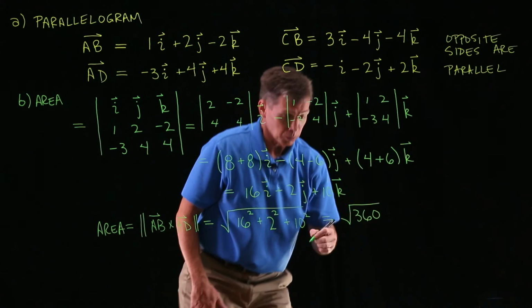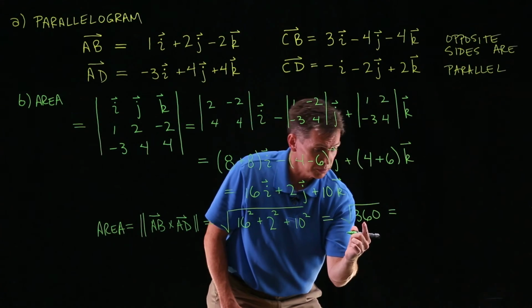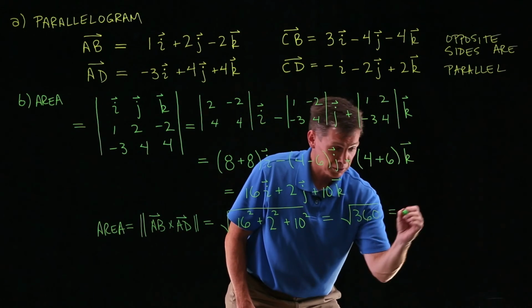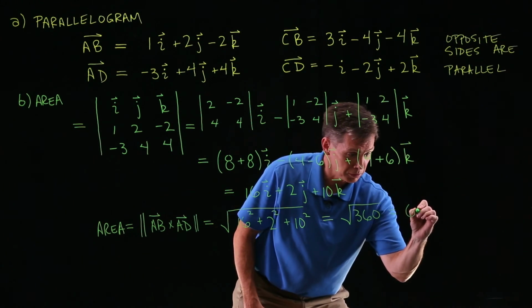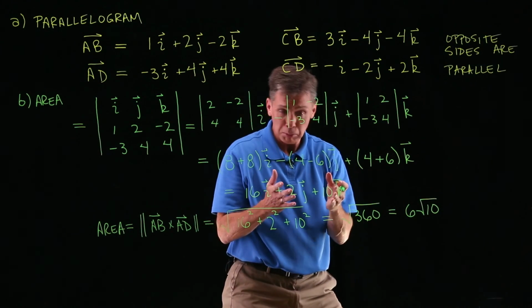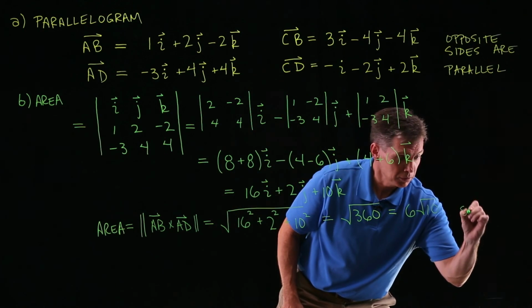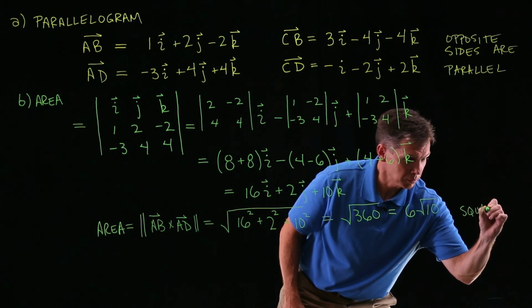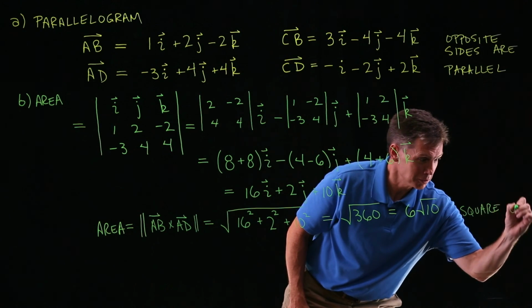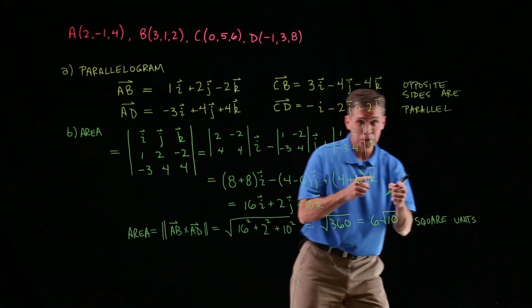And that's not a perfect square, but I might simplify that by pulling out the 36, and I would have a 6 outside of the radical times the 10 that would still be inside the radical, or a decimal equivalent if you are jumping to a calculator. I like this answer as long as I tack on square units. Then I like this answer. And that'd be it. That's my answer. Try some on your own, okay?